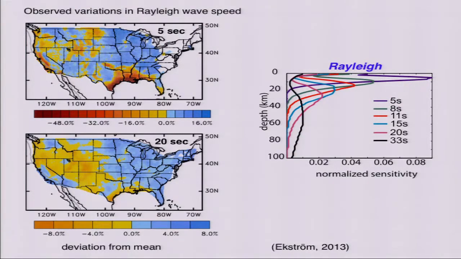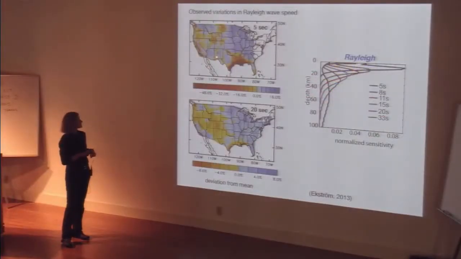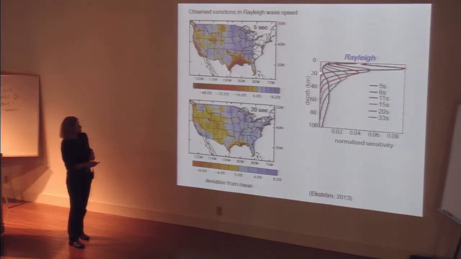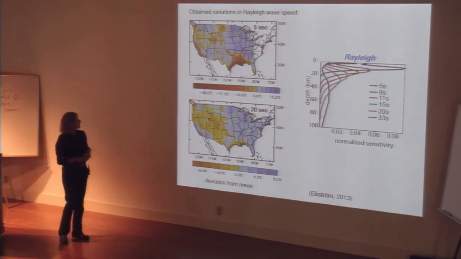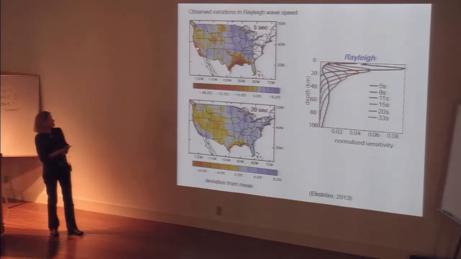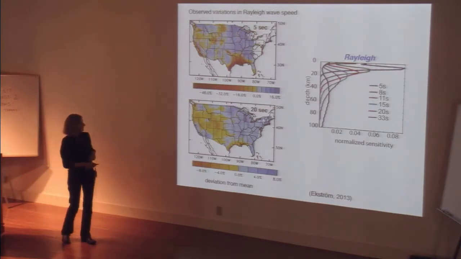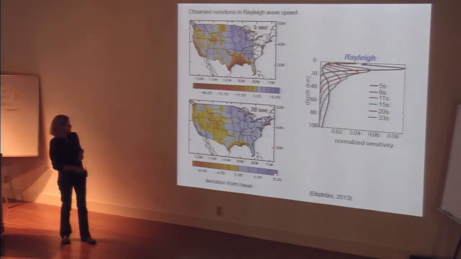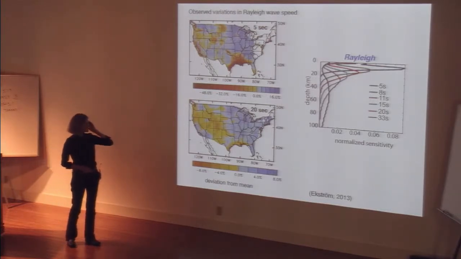These are some maps that Yaron made recently. Here's 5 seconds up here. These are very sensitive to the structure in the top 20 kilometers of the crust. Here's 20 seconds. Those are very sensitive to structure in this region down here. The red areas are places where those Rayleigh waves propagate very slowly at 5 seconds, sometimes extremely slowly, 50% slower than the mean speed. And the blue areas are places where they propagate faster than the average. It's just a way of representing how those speeds vary.